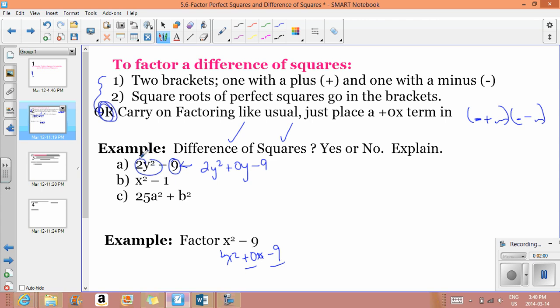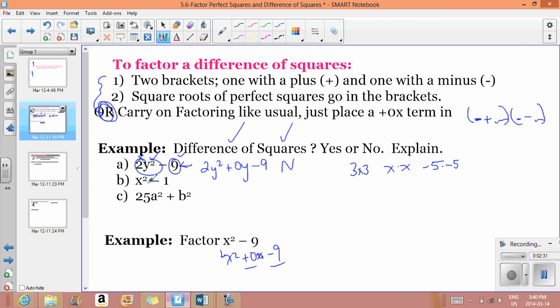So looking at this first one, we have 2y squared. Is that a perfect square? Well, the y is, because that's y times y, but 2 is not a perfect square. 9 is, because you can do 3 times 3. So since the 2 is not a perfect square, this one would be no. So what it means to be a perfect square would be like 3 times 3, or x times x, or negative 5 times negative 5. Exact same things multiplied.